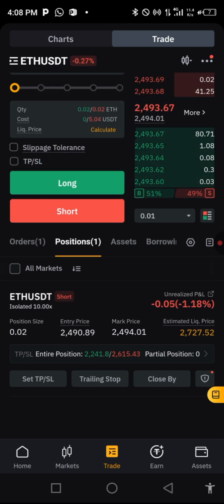You can see that we are currently losing, right? All right. So sometimes you might want to close. Let's say you are already making a lot of profits in your trade, and you want to close some percentage of the trade, right? So how do you go about closing some percentage of your trade while you still allow the trade to run in the market? You come to close by here, right?